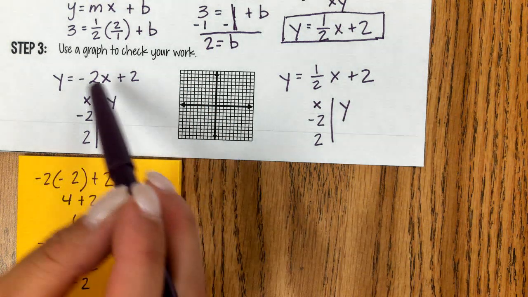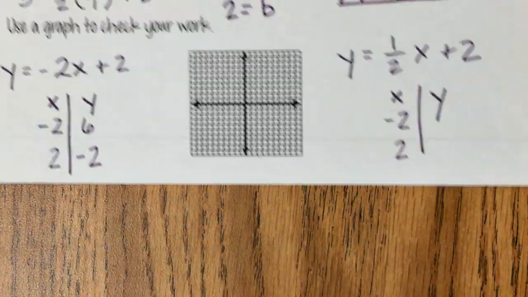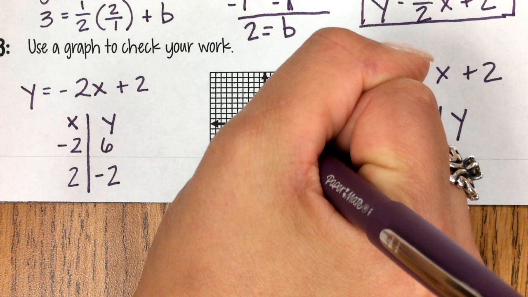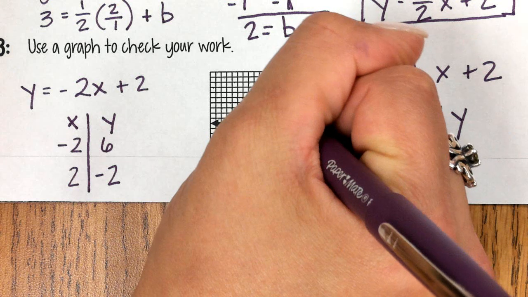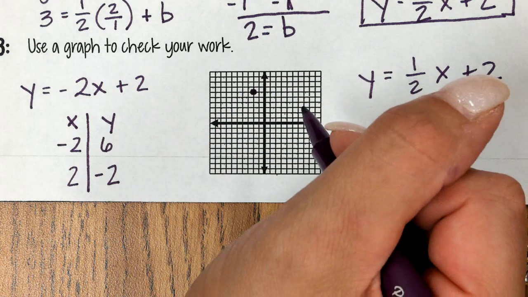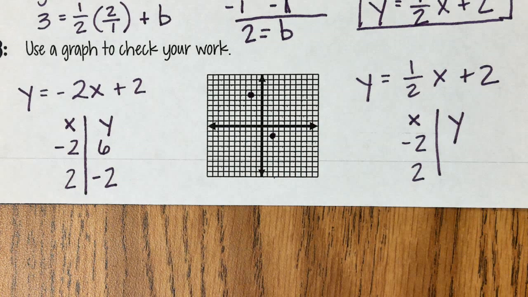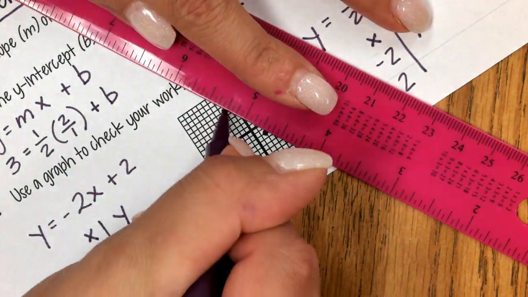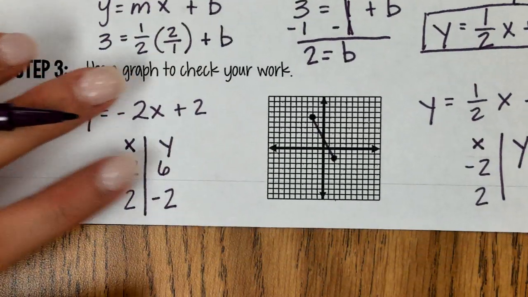Okay, so go ahead and plot that into this graph. So we should be plotting -2 and then all the way up to 6. And then 2, -2. Alright, so that's how your first line should look.